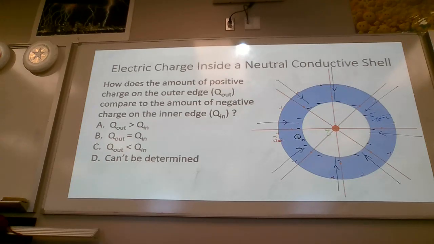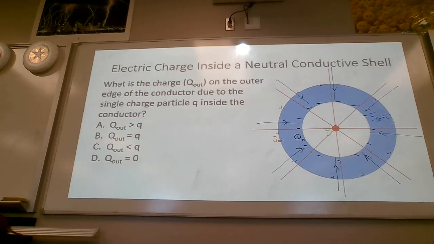Okay, correct answer is? Correct answer is not A. Correct answer is not C. It is B. How do you know? It's neutral. The conductive sphere is neutral. You're right with that? So whatever the charge on the inside, that has to be the charge on the outside to make it neutral. Good? Okay.